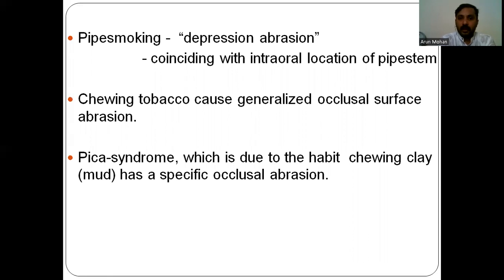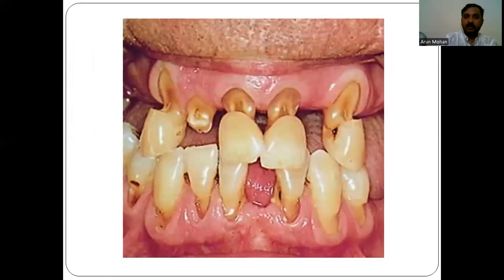Chewing tobacco can cause generalized occlusal surface abrasion. In such cases, attrition and abrasion occur together. Pica syndrome is a psychological problem, a habit of chewing mud or clay, etc. Sand, mud, and clay will also naturally cause occlusal abrasion, again a generalized occlusal abrasion.